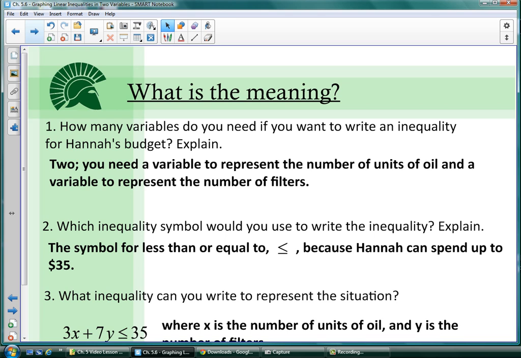Which inequality symbol would you use to write the inequality? Well, the symbol for less than or equal to, which is given, that's the one that you have to use because Hannah can only spend up to $35, and up to is a ceiling. A ceiling would be less than or equal to.